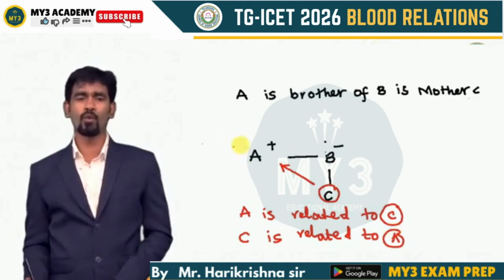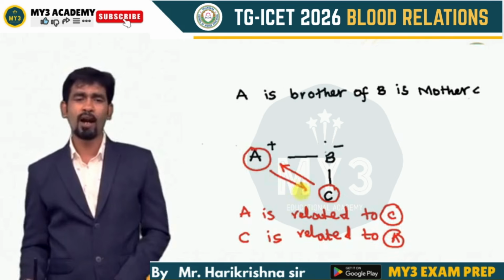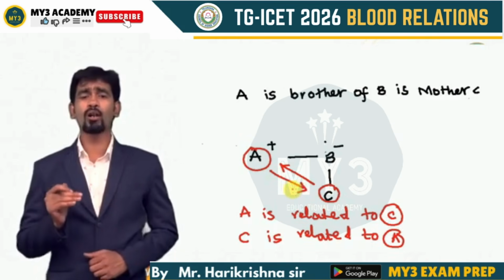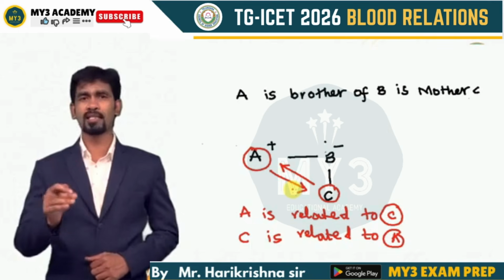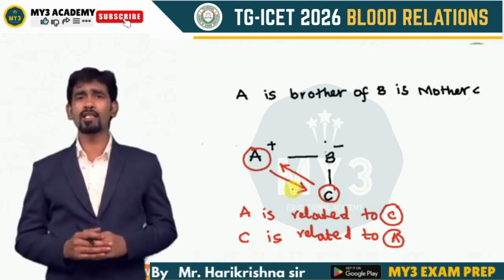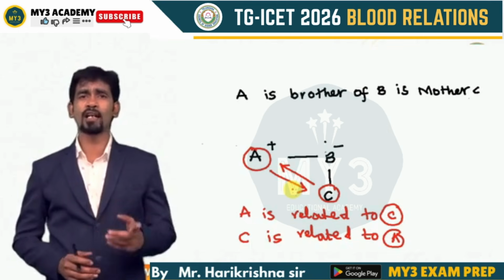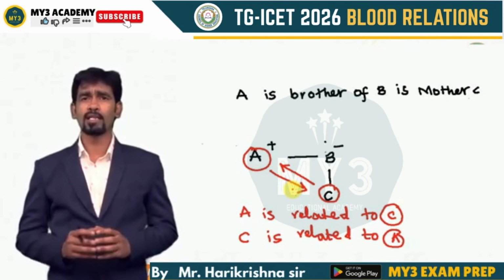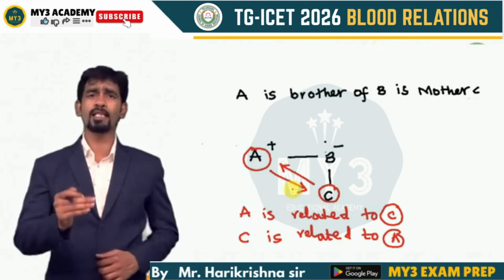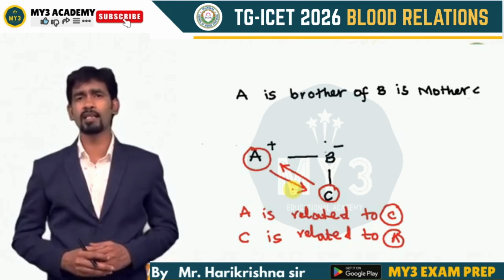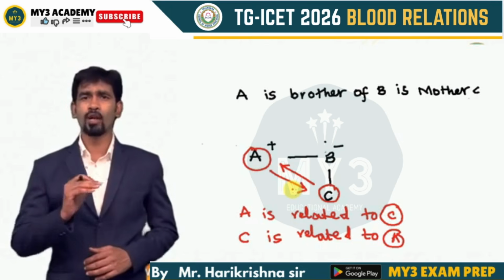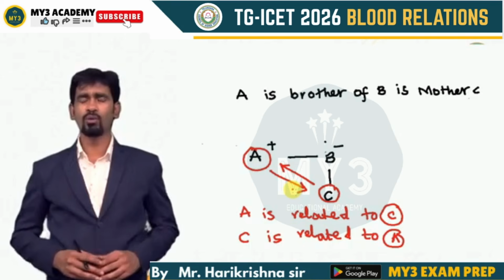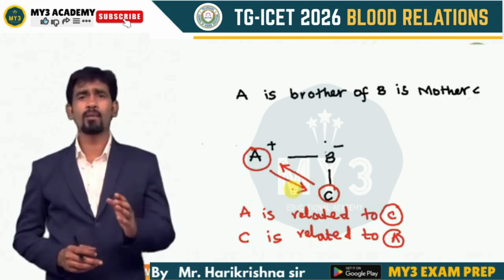A is the base value. From A to C, I have to find out. So C is the son or daughter of my sister. That means C is going to act like a niece or nephew, because I don't know what is the gender of C. So that's the reason. And remember, your sister's daughter will be treated as a niece. Niece is a female gender. Your sister's son will be treated as a nephew. So remember these two, and remember who is the base value.